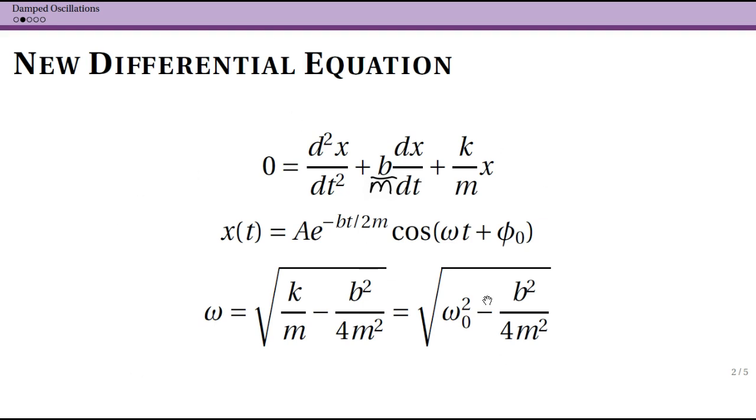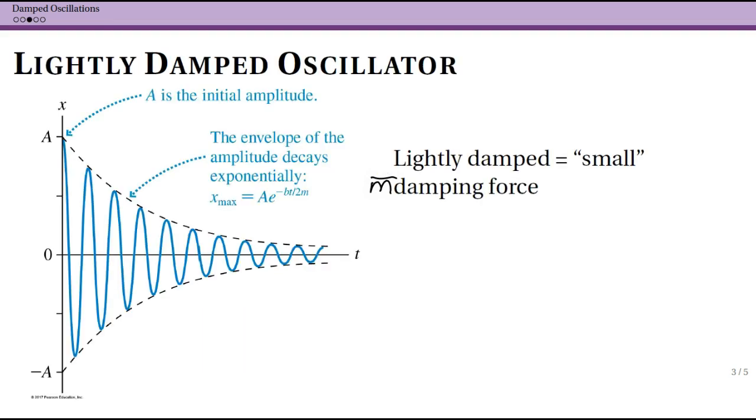This is general for all situations, but now we're going to go to the situation where it is lightly damped, meaning we have a small damping force. Now in physics, we normally have a mathematical condition that we use to define whether something is large or small. We want to compare it to something else. What we're going to be comparing this to is how b over 2m compares to omega naught. And remember that omega naught was the square root of k over m.